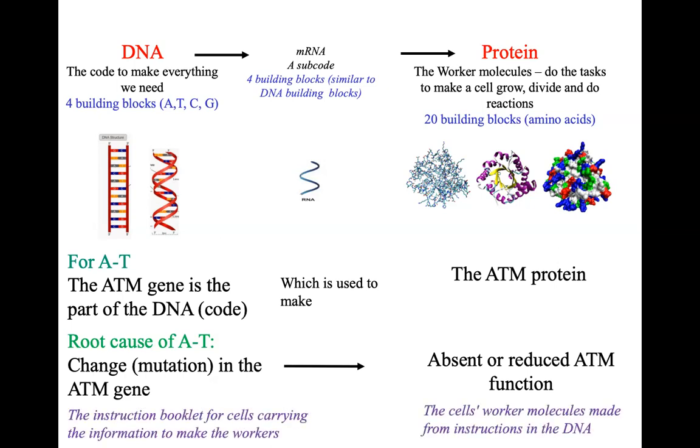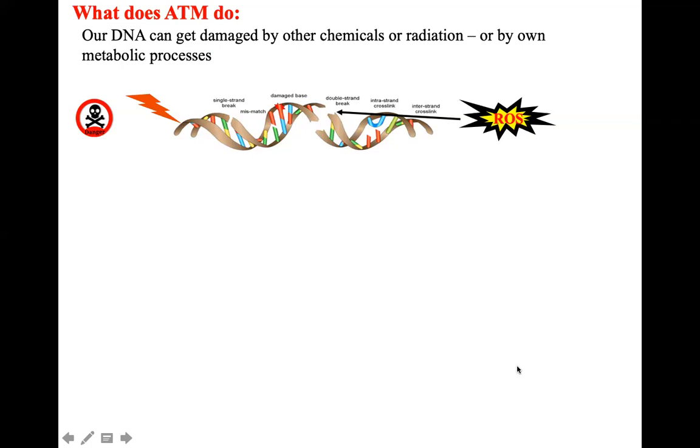So an easier way to think of this is it's like an instruction booklet. For cells, it carries all the information to make these worker molecules, and the cell's worker molecules then are made from the instructions in the DNA. So the question that we need really to know, to be able to think about how do we overcome the fact that your children's cells are not making ATM, is we need to know what ATM does.